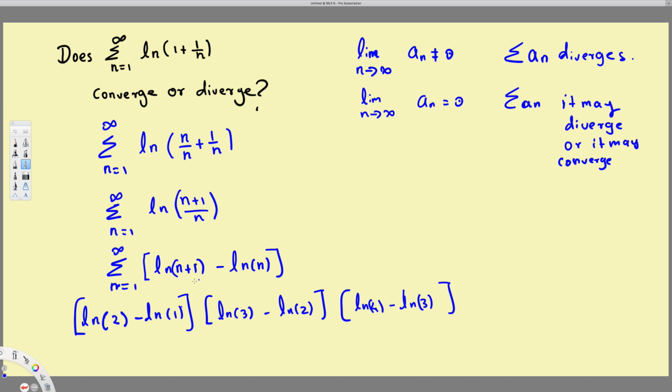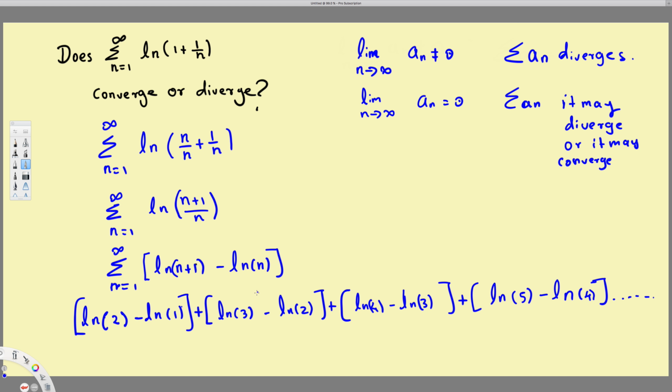And if you apply 4 for this n value, that's going to be ln 5. We finished at 3, then 4. So this is ln 5 minus ln 4. All of these are added together, and it goes on like this until infinity.